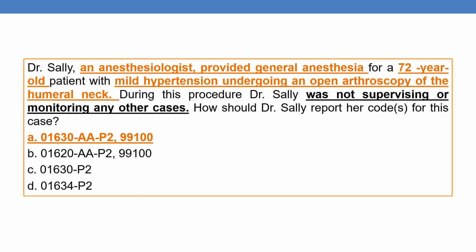Let us see the question once again. Dr. Sally, an anesthesiologist, provided general anesthesia for a 72-year-old patient. Anesthesia provided by anesthesiologist. The age of the patient is 72 years with mild hypertension, mild systemic disease. AA is indicated for anesthesia provided by anesthesiologist. Qualifying circumstances indicated for 72 years of age, and P2 is indicated for mild hypertension. Undergoing an open arthroscopy of humeral neck. During this procedure, Dr. Sally was not supervising or monitoring any other cases. How should Dr. Sally report her code for this case?